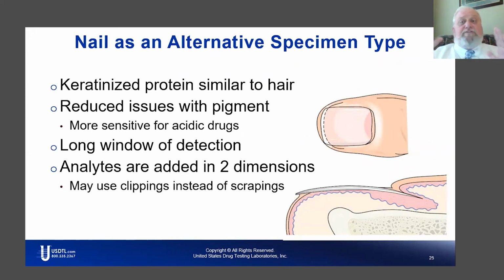Sometimes that 4 to 6 months is too long. We know they were using back in February. We need to know more about the last couple of months. So in that case, nail wouldn't help you out. But at any rate, the long window of detection, be aware of that. And analytes are added in 2 dimensions, so you can use clippings instead of scrapings.